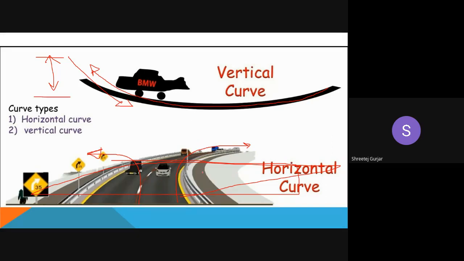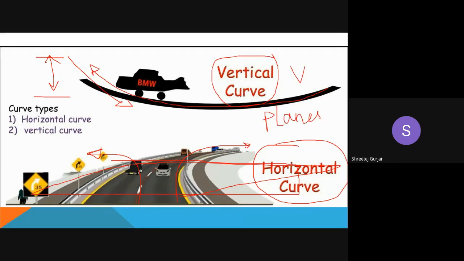So both these planes are perpendicular to each other. Right? Vertical plane and horizontal plane are perpendicular to each other, and hence these two curves are also almost perpendicular to each other. They might vary, but usually they are perpendicular to each other. Okay, so I hope you have understood the meaning of vertical curve and what we mean by horizontal curve, based on their planes. This is in the vertical plane, and this is in the horizontal plane or on the ground.